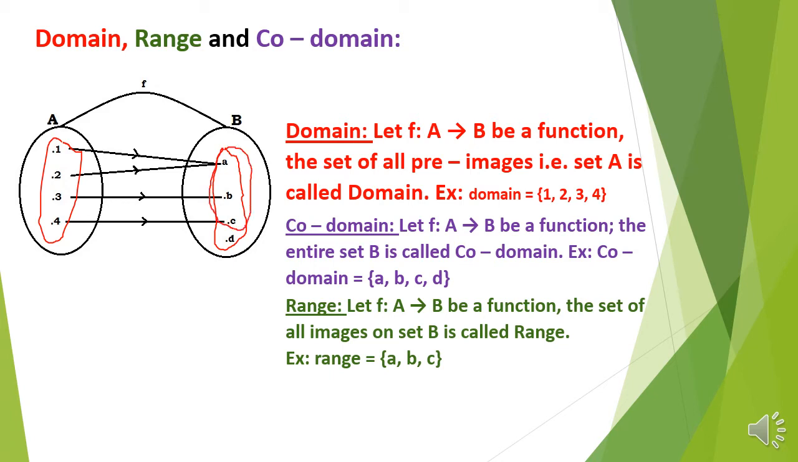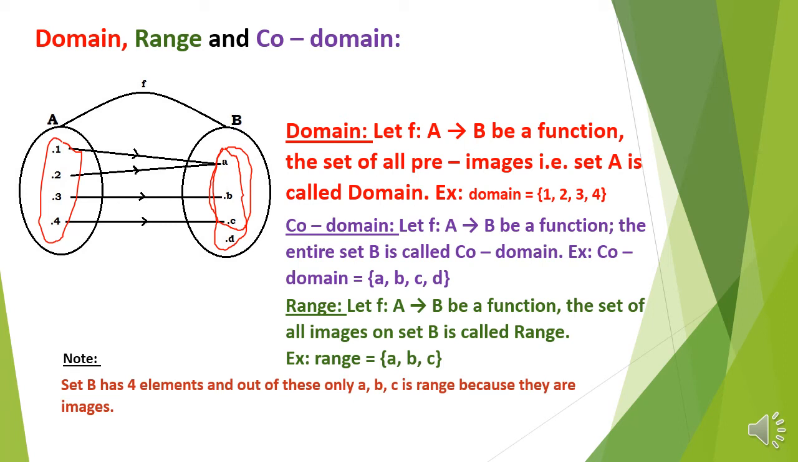Range is a collection of images, domain is a collection of pre-images, and the entire set B, if the function is defined from set A to B, then it is a codomain. And there is a small note which we have already discussed here. Set B has 4 elements. Out of these, only A, B, C are range because they are images. Range is a collection of images in a function, and domain is a collection of pre-images in a function. In a function, collection of images is the range, collection of pre-images is the domain, and if a function is defined from set A to B, then entire set B is the codomain.